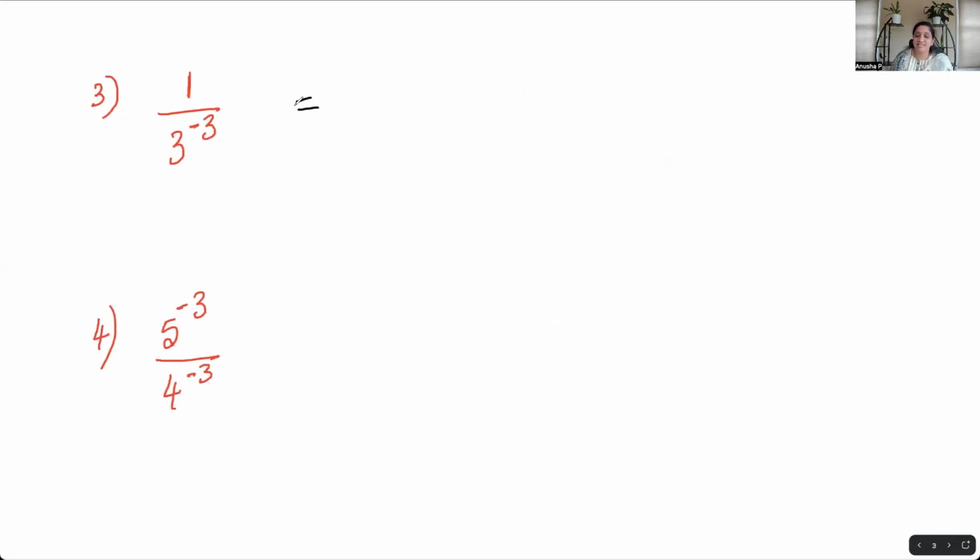Now, the third example is 1 over 3 to the power of minus 3. In the denominator, it is negative. So if you move it to the numerator, it will become a positive exponent, so 3 to the power of 3. Only the power will change to positive. So 3 to the power of 3 is nothing but 3 times 3 times 3, which is 3 times 3 is 9, 9 times 3 is 27.